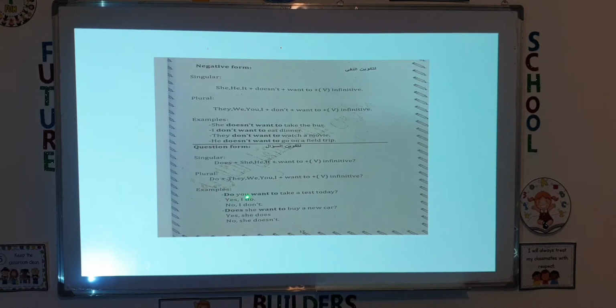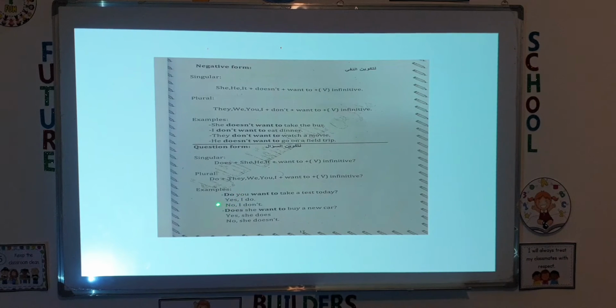Do you want to take a test today? Notice here that we used do at the beginning of the question, then the subject you, then want to, then the infinitive form of the verb take, and the complement of the question. Do you want to take a test today?